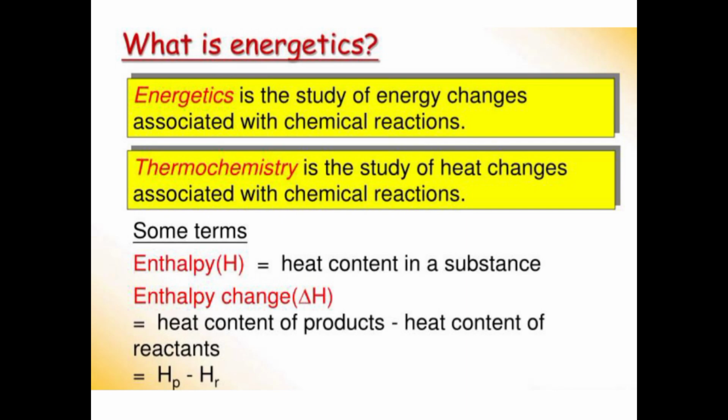Then there are some basic terms we use in energetics. Generally a chemical system is defined by three major things. Number one is the enthalpy of the system, which is the heat content in a particular substance. We have the entropy of a system, which is the degree of disorderliness or randomness of a system. And then we have the free energy, which is the fraction of the system that does useful work.